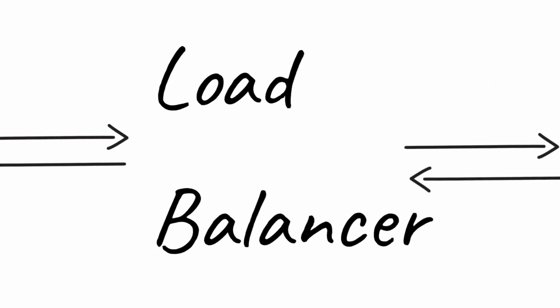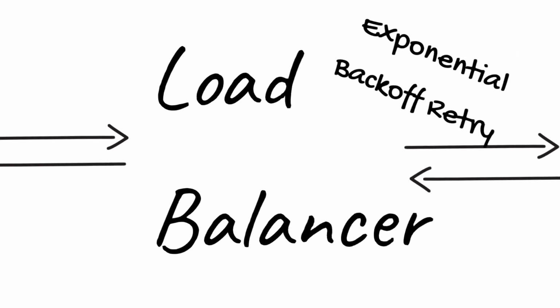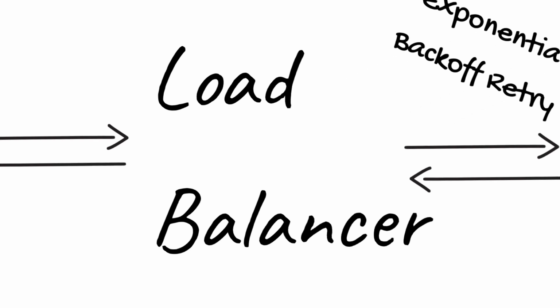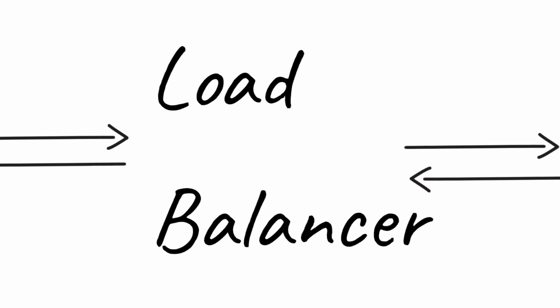If a WebSocket server goes down, the load balancer directs clients to reconnect at slightly jittered intervals, preventing a surge of simultaneous reconnections that could overwhelm the system. Additionally, it enforces an exponential back-off retry strategy, ensuring that repeated failures do not cause unnecessary strain while maximizing the chances of a successful reconnection.